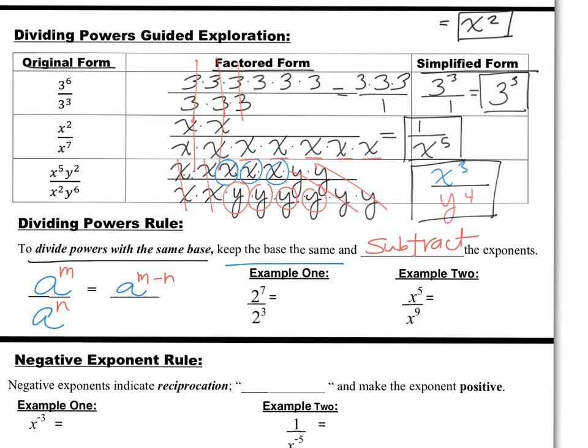So to divide powers with the same base, we subtract their exponents. In the first example, you'll see that we have 2 to the 7th power divided by 2 to the 3rd power. So breaking this down, we keep the same base of 2, subtract the exponents, so we're left with 2 to the 4th power.